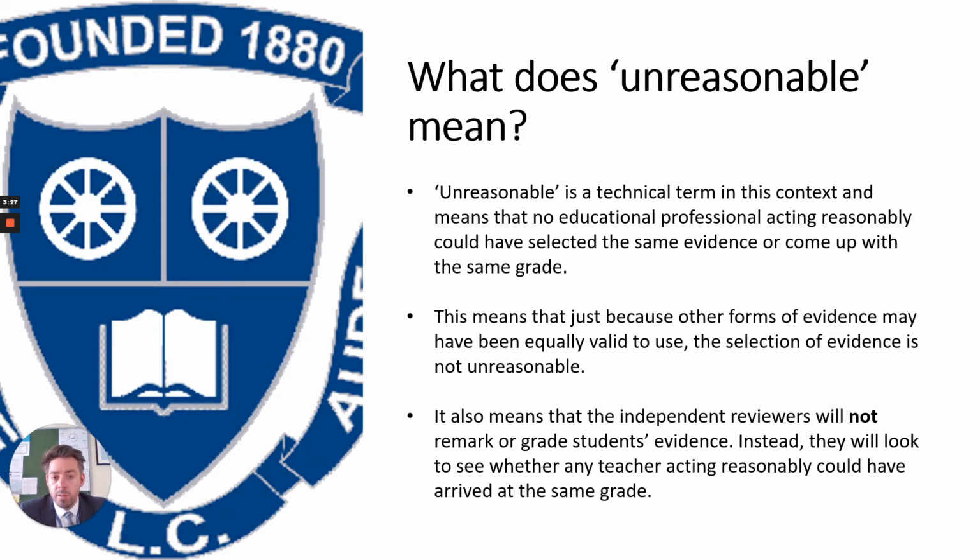So what does unreasonable mean? Unreasonable is a technical term in this context and means that no educational professional acting reasonably could have selected the same evidence or come up with the same grade. This means that just because other forms of evidence may have been equally valid to use, the selection of evidence is not unreasonable. Because of the flexibility of the approach this year, every school and college will have used different forms of evidence. It also means that the independent reviewers will not remark or regrade students' evidence. Instead, they will look to see whether any teacher acting reasonably could have arrived at the same grade.